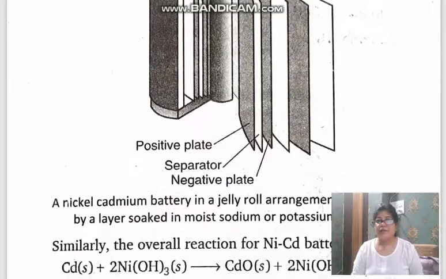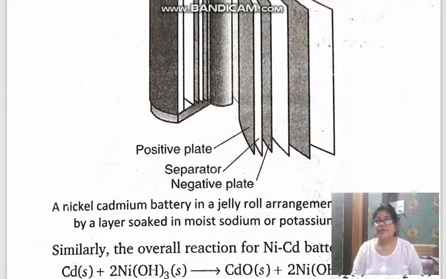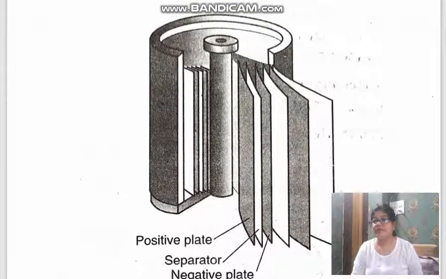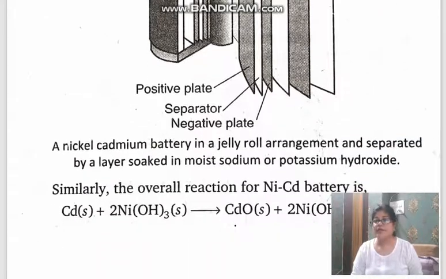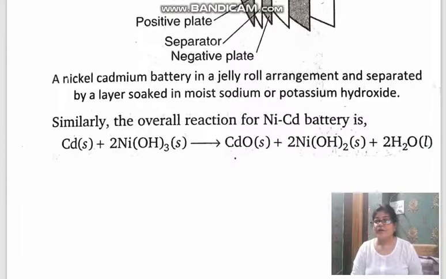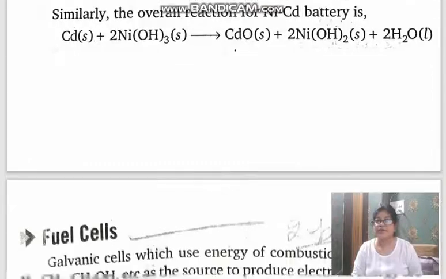Now here is a picture of a nickel cadmium battery. There are different rolls present inside the battery: positive separator, then negative, then positive, then negative, then positive. That's why it is known as jelly roll, because there are different rolls. So in the nickel cadmium battery, nickel and cadmium reactions are there. Cadmium reacts with nickel hydroxide and forms these products, overall these reactions.